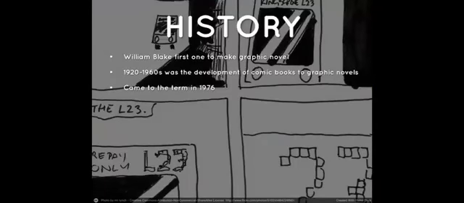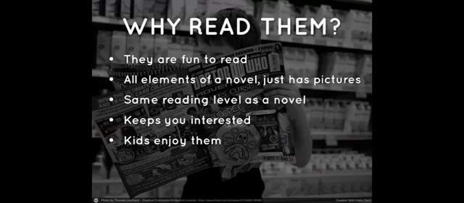The history of graphic novels is not very long. William Blake was the first person to write a graphic novel. In the 20s to the 60s was when it first went from just comic books to graphic novels. And the term came into use in 1976, so not a super long history.